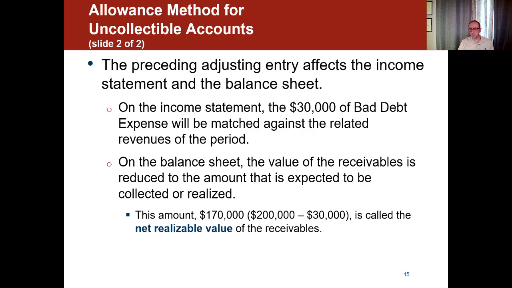On the balance sheet, the value of receivables is reduced to the amount that is expected to be collected or realized. So in this case, we have the $200,000, which is our accounts receivable, minus the allowance for doubtful accounts, which is $30,000, and that will give us a net realizable value of $170,000. I like to call it the net realizable value of the receivables, or NRV. So we give it the short name NRV. Okay.